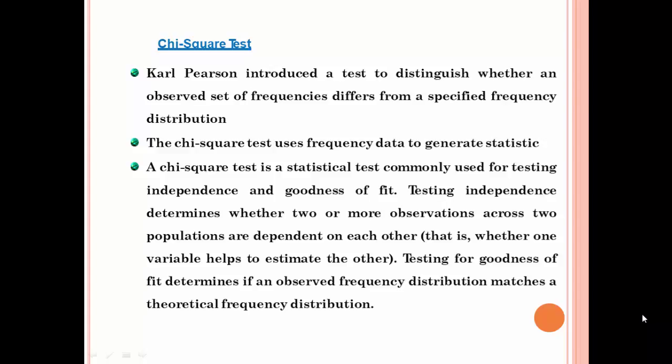First of all, Karl Pearson introduced a test to distinguish whether an observed set of frequencies differs from a specified frequency distribution. The chi-square test uses frequency data to generate a statistic. A chi-square test is a statistical test commonly used for testing independence and goodness of fit. Testing independence determines whether two or more observations across two populations are dependent on each other. Testing for goodness of fit determines if an observed frequency distribution matches a theoretical frequency distribution.